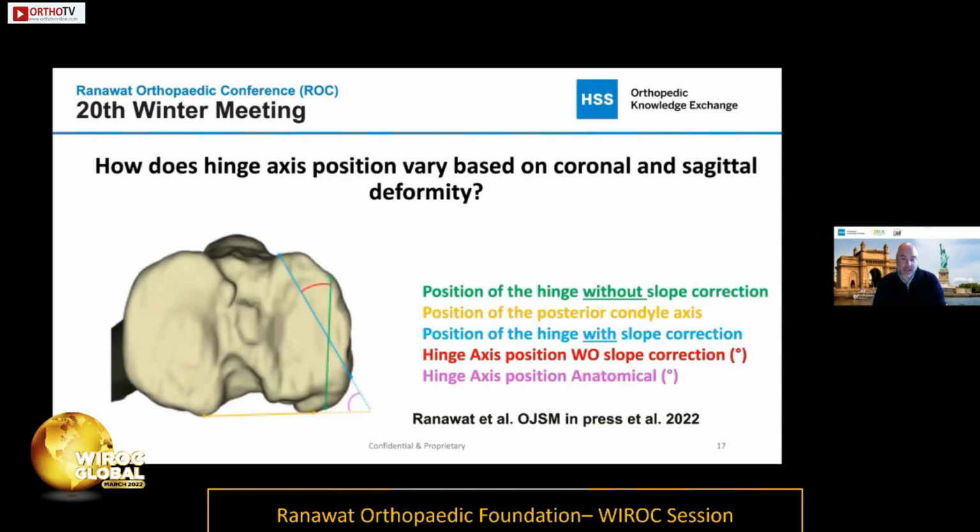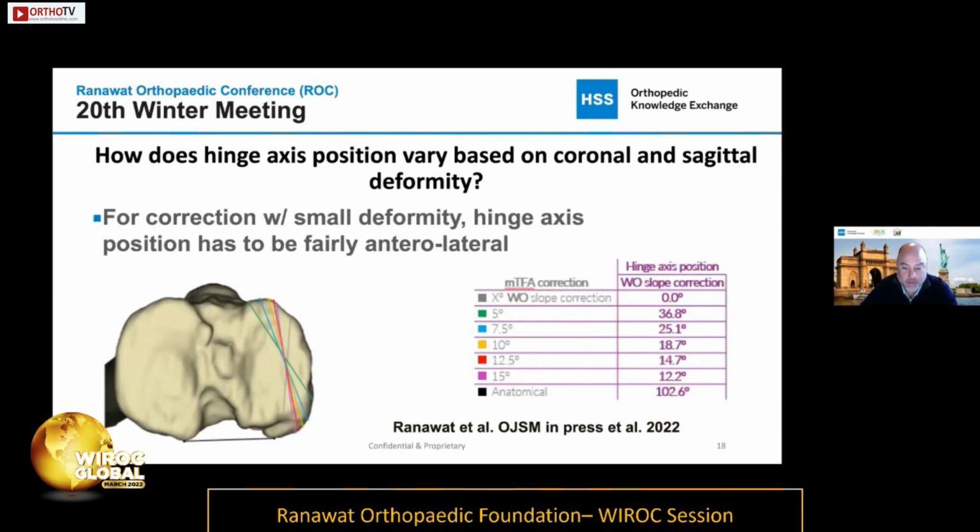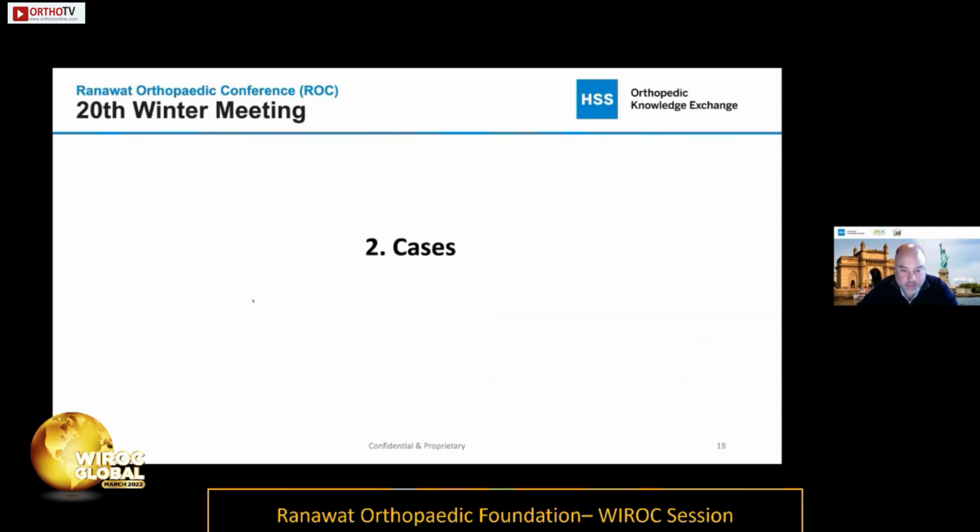We also want to say, how do I get this anterolateral hinge based off various different coronal corrections? This is a second study that we just published. And basically what we found out, with smaller corrections, you have to have a really small anterolateral hinge. For bigger corrections, 15 degrees, you can have a more consistent anterolateral hinge. So your ability to adjust the sagittal plane depends on how much you're adjusting the coronal plane. And it's a lot of drawing lines and signs.